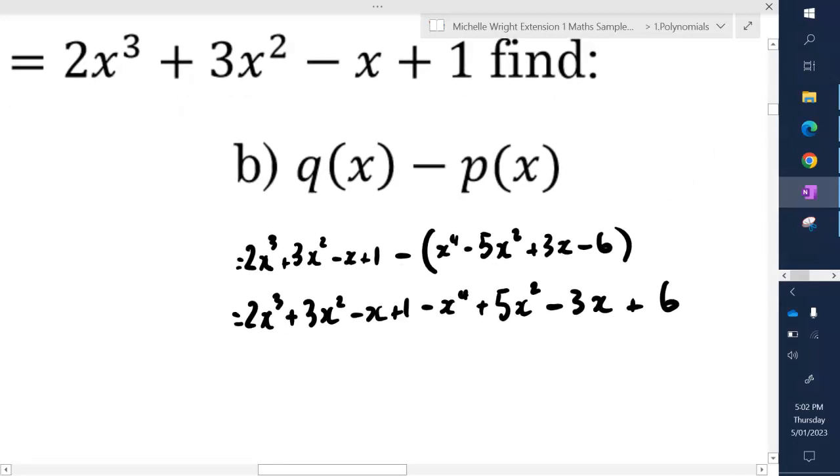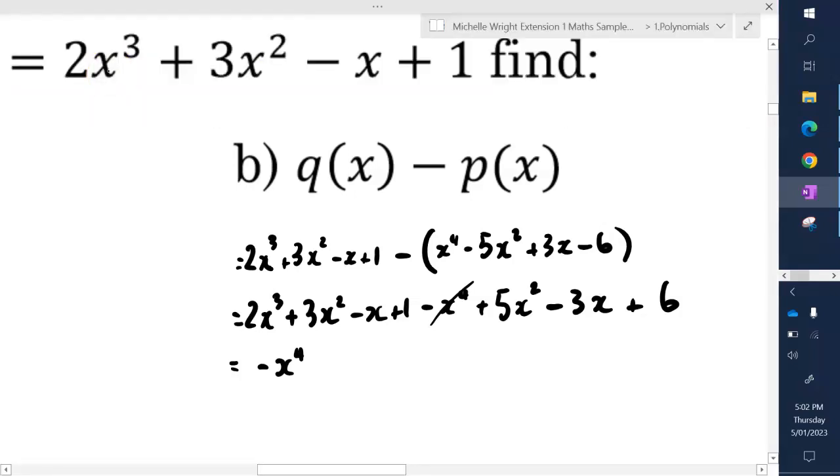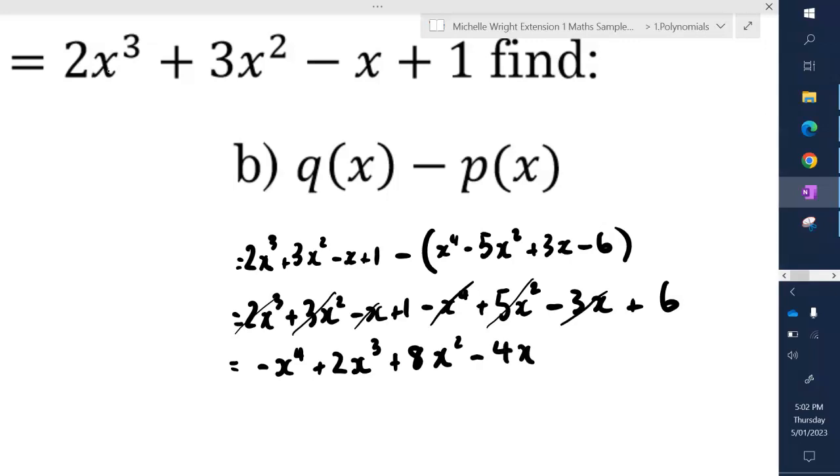And now we can group together our like terms. X to the fourth, I'm going to go minus x to the fourth first. It's all right, we've just got a very thick pen here. X to the power of 3, I've got the 2x to the power of 3. It's still there. I've got 3x squared plus 5x squared, which is 8x squared. I have minus x minus 3x, which is a minus 4x, and 1 plus 6, which is 7.